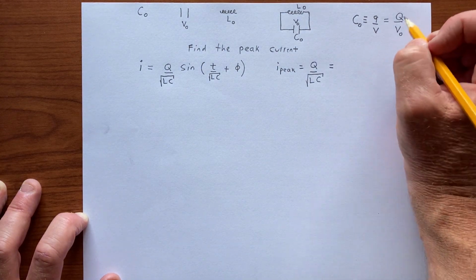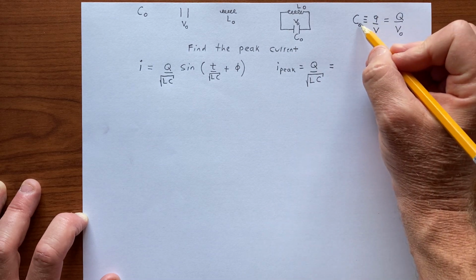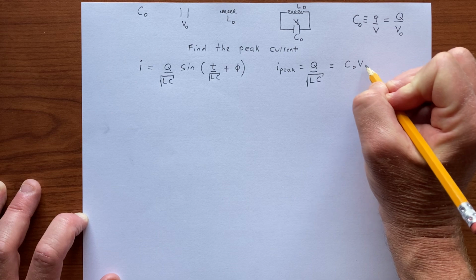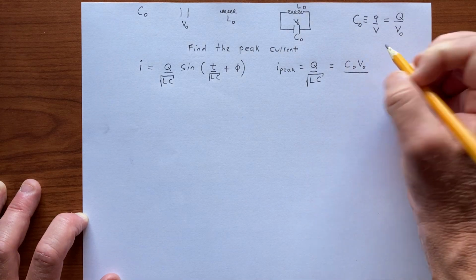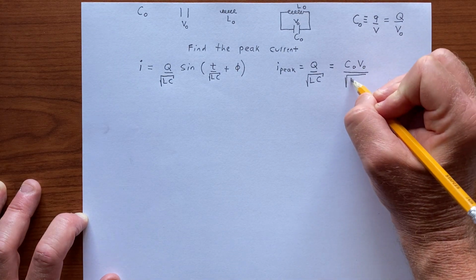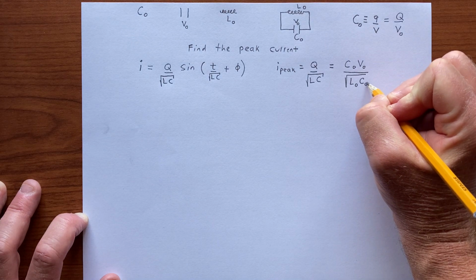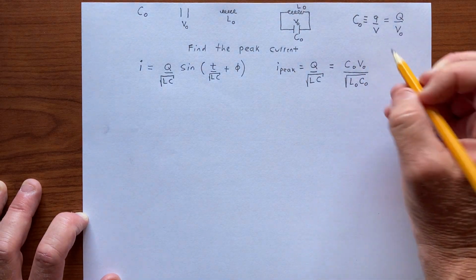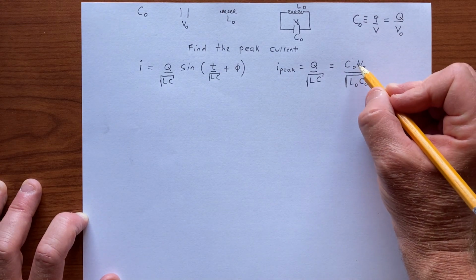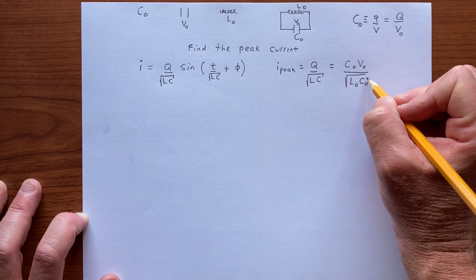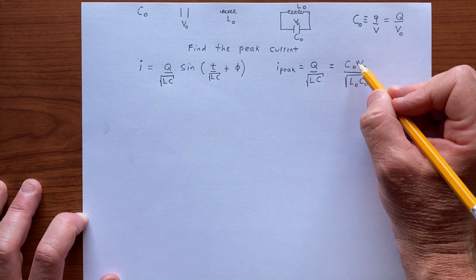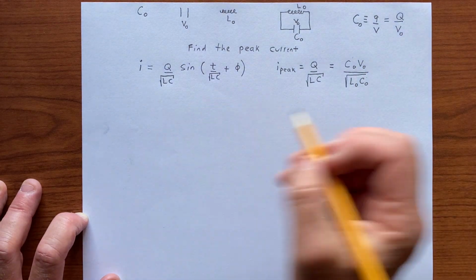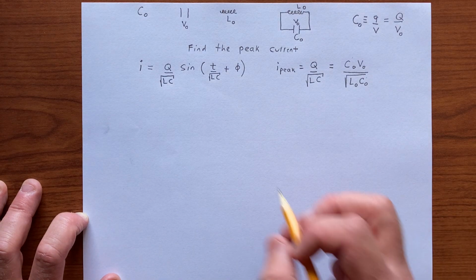And so we can replace this with this times this, and so we have C naught V naught for capital Q, and we divide that by the square root of L naught C naught. Yeah, but we can simplify this, right? This is C naught to the 1 power, and this is C naught to the 1/2 power. So this is C naught to the 1 times C naught to the minus 1/2. And so that just gives us C naught to the 1/2.